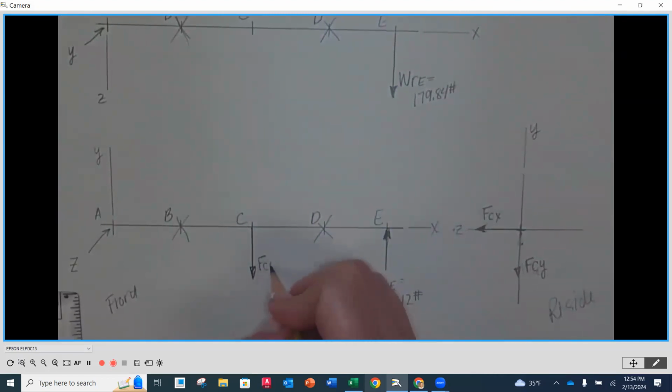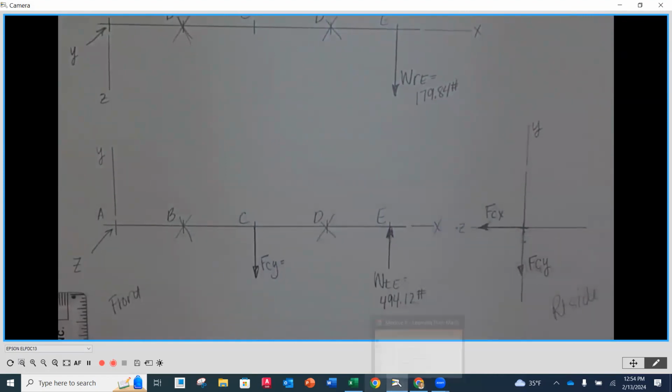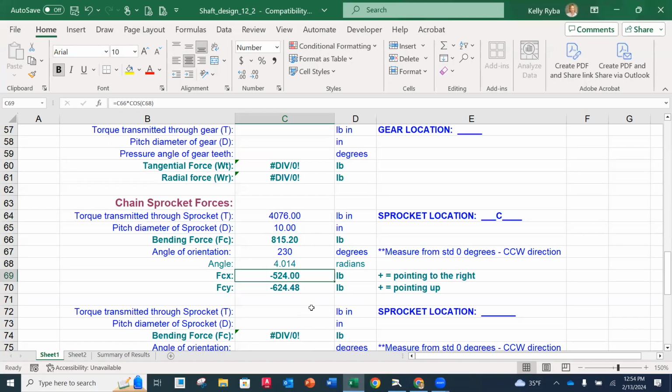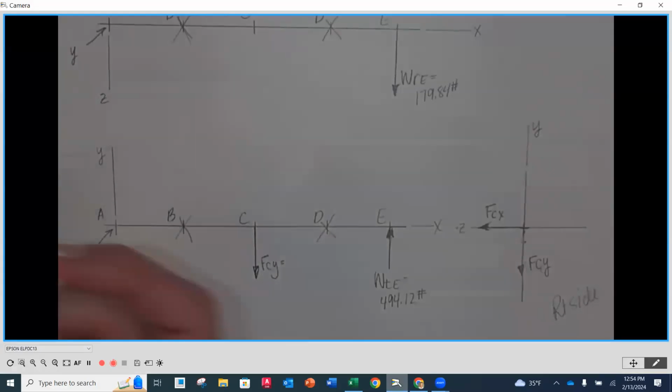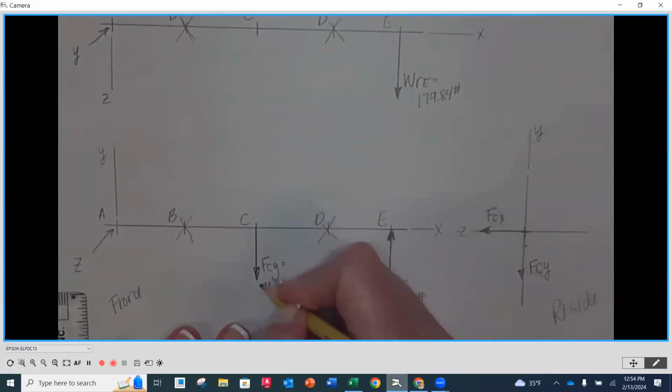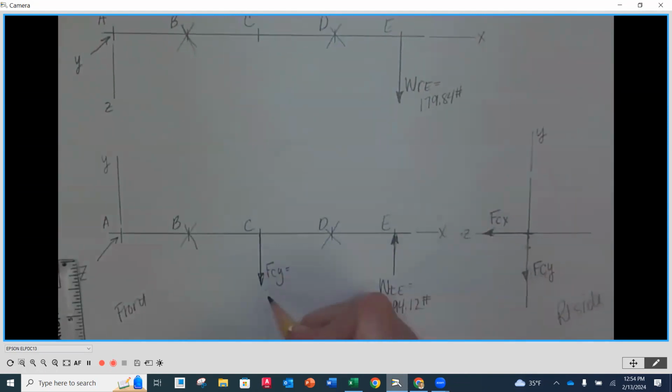This is FCY, and that value is equal to 524. Do not put the negative in front of this. Why don't you want to put the negative in front of this? The vector's telling you it's going down. It's negative, right? Just like we did before with the gear forces, when we needed to figure out the magnitude, you multiply it by itself underneath the radical to get the resultant in the X and the Y. So you end up multiplying 2 negatives times themselves.